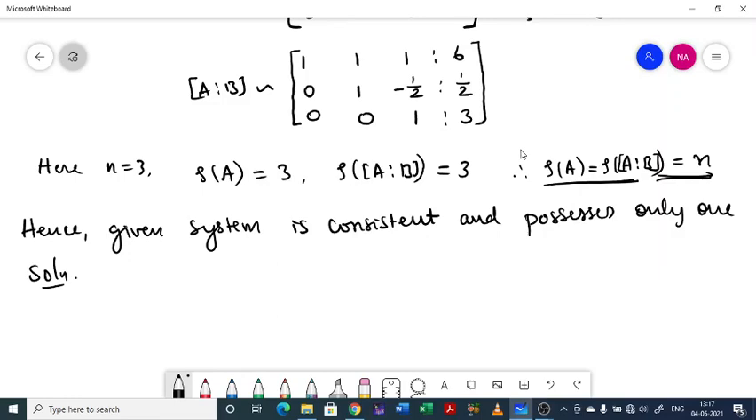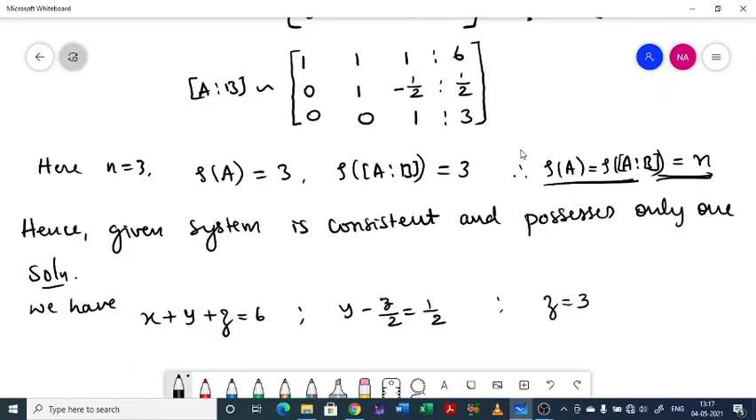Equations in the matrix will come. Now we have to write equations from the matrix. So first look into the first row. The first row gives the same as what is given in the statement. We have the first one: x plus y plus z equal to 6. Second row, x into 0, so the x term will not be there: y minus z by 2 equal to 1 by 2. Third row: z equal to 3.